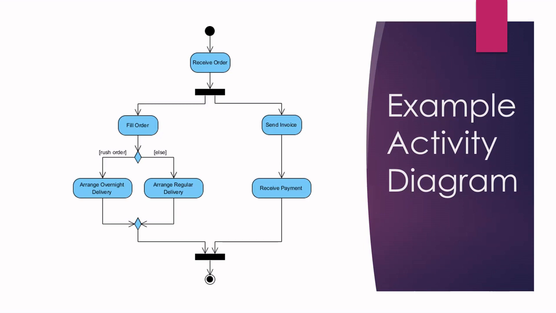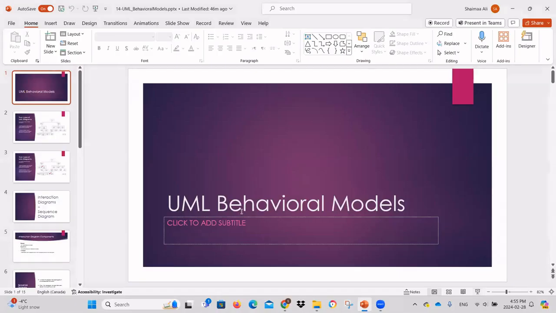Okay. So this is the activity diagram. One of the popular diagrams used to describe behavior in software engineering. Okay. Any questions about behavior diagram?